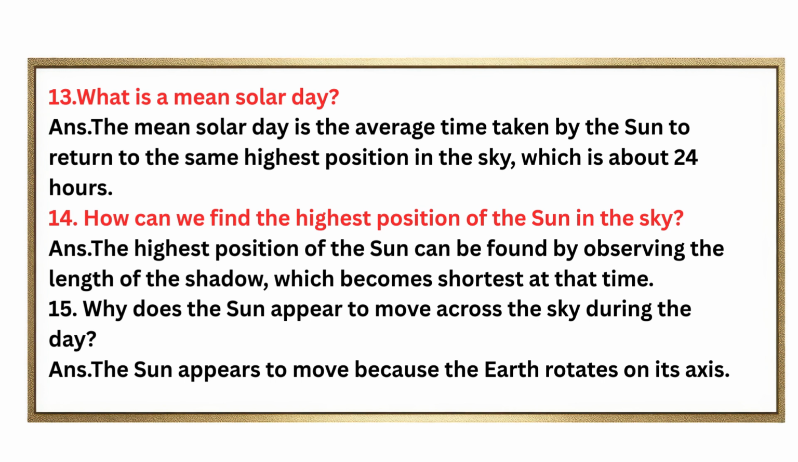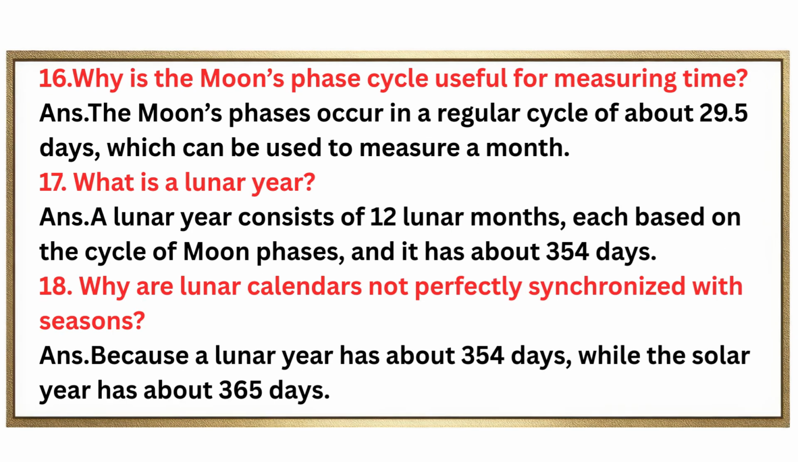Question number 14. How can we find the highest position of the sun in the sky? Answer. The highest position of the sun can be found by observing the length of the shadow, which becomes shortest at that time. Question number 15. Why does the sun appear to move across the sky during the day? Answer. The sun appears to move because the Earth rotates on its axis.